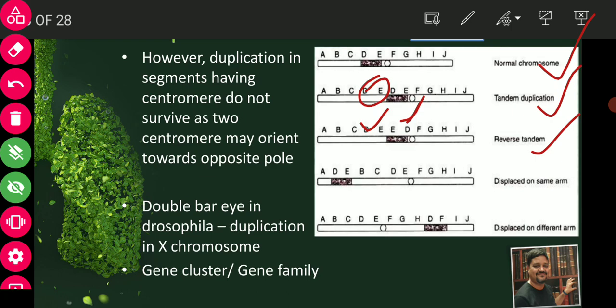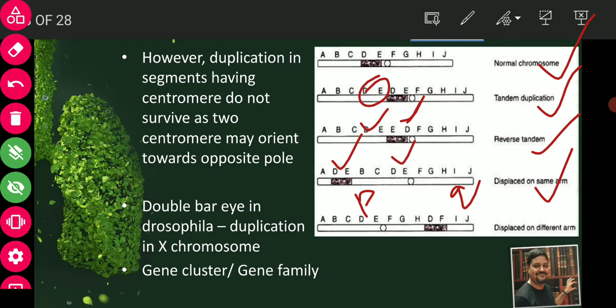And the third one is displaced on same arm. You can see D and E is duplicated and it is not staying side by side, but it is displaced on the same arm of the chromosome. Suppose this is P arm and this is Q arm. Originally it was present on P arm and now after displacement again it is present on the P arm, but it is not staying side by side.